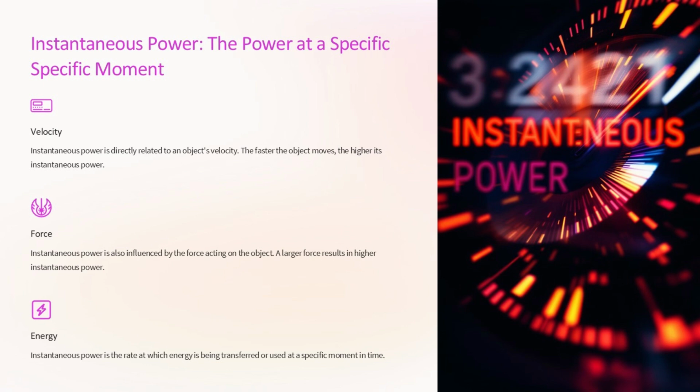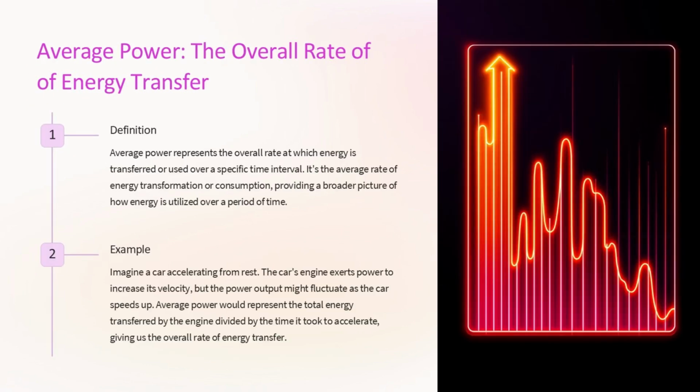The rapid spinning clock on the slide visually represents the instantaneous nature of power and how it can change rapidly over time. Average power is the overall rate at which energy is transferred or used over a specific time interval. It provides a broader picture of how energy is utilized over a period of time, rather than just looking at instantaneous power. The example of a car accelerating illustrates this. The engine's power output may fluctuate, but average power represents the total energy transferred divided by the time it took to accelerate. Average power gives us the overall rate of energy transfer, rather than just looking at momentary power values.